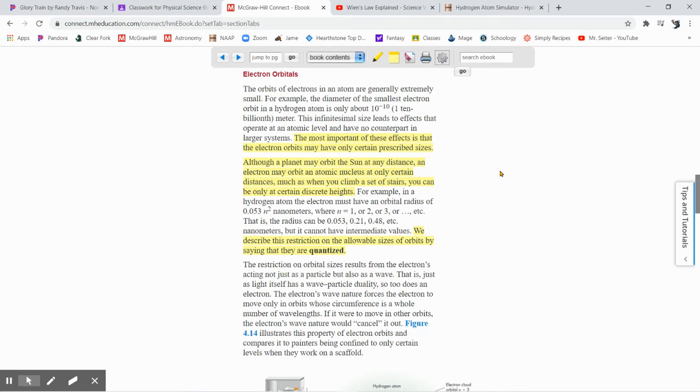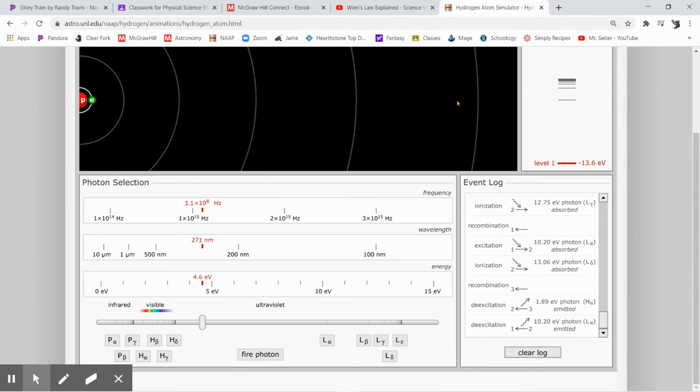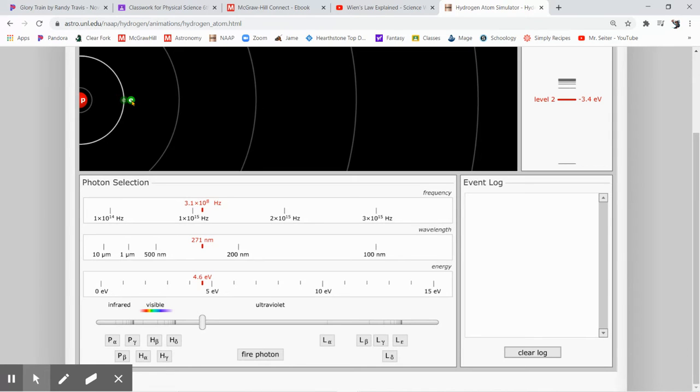There's no half stair. It's a stair. All right. Basically what this is telling us is, in this image, in this model, these electrons can hang out in these orbits. They can hang out in any of these, in this hydrogen. But these electrons can't hang out right here. They have to be in one orbit or another. There's no place in between for them to hang out.